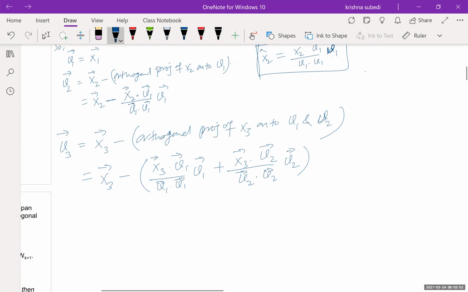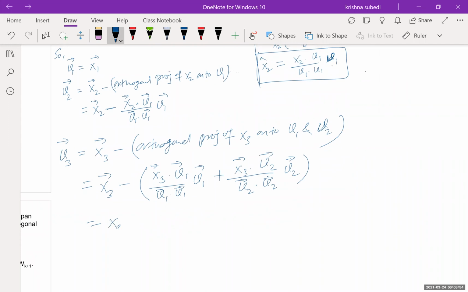Okay, so that means I can write this as x3 minus (x3 dot v1 over v1 dot v1) v1. Even though I don't write the arrow sign, please understand I'm talking about vectors. It's too much work to write this arrow sign all the time. And minus (x3 dot v2 over v2 dot v2) v2. Okay, that's what we got.